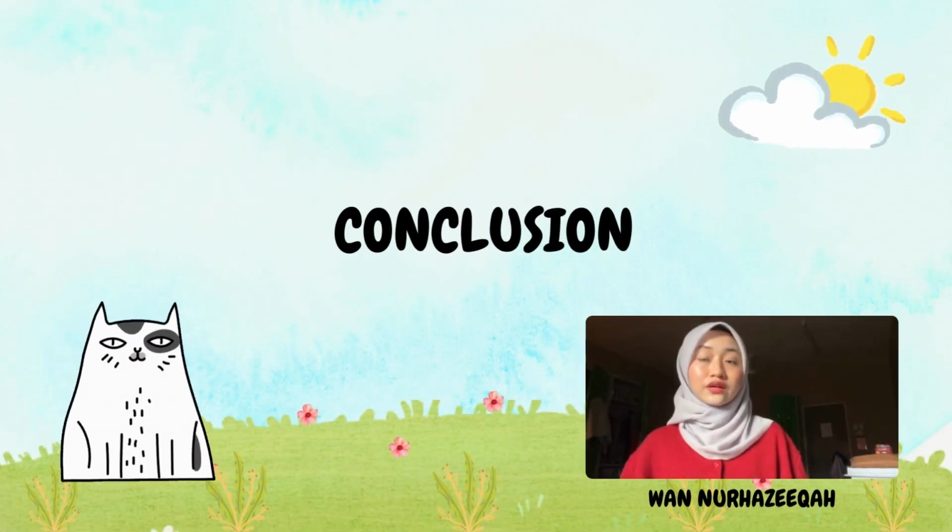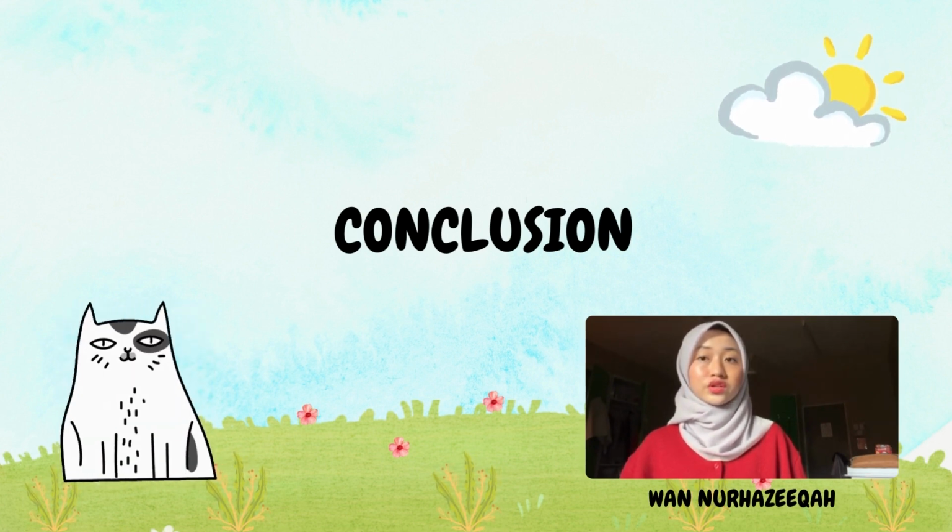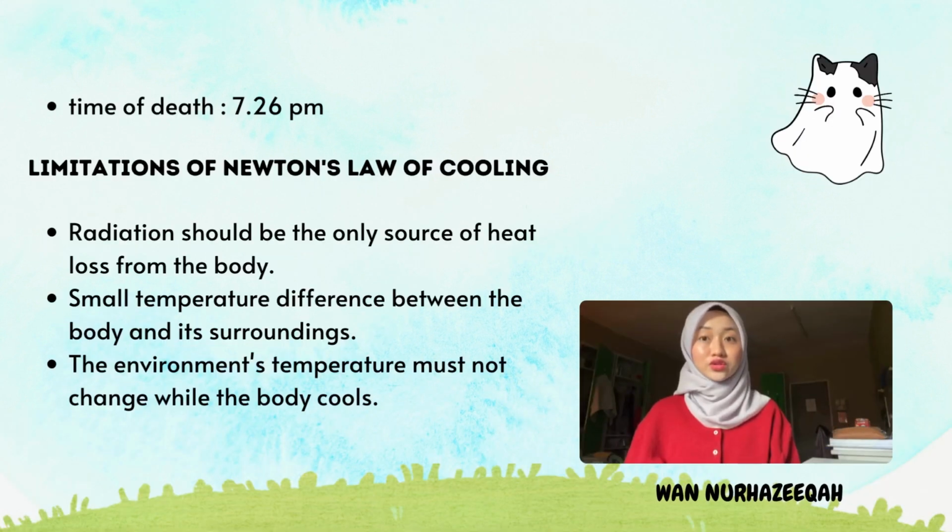Okay, thank you Hannah for the explanation about the solution. So I will continue with the conclusion for this video. From the solution, we know the time of death is at 7:26 p.m., which is 4 hours and 34 minutes before the corpse was found.